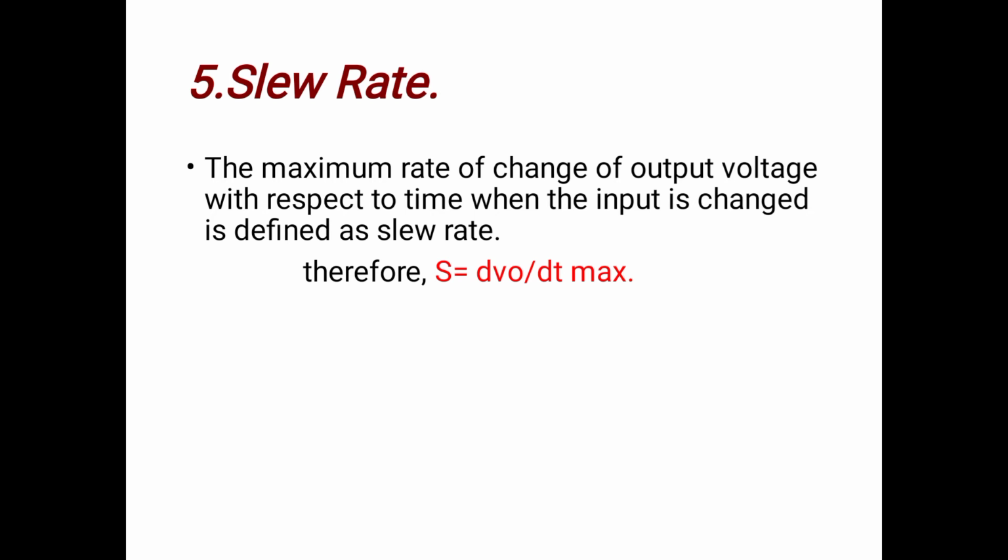Fifth one, slew rate. The maximum rate of change of the output voltage with respect to time when the input is changed is defined as slew rate. Therefore, S is equal to dV0 by dt maximum.